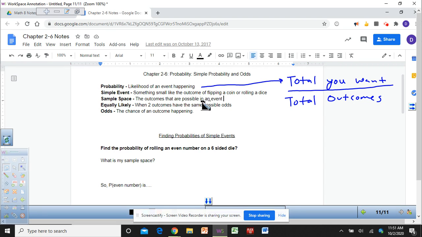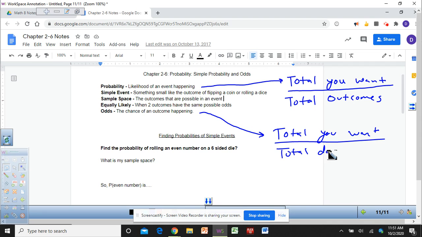And then odds is a little different. Odds is total you want to happen over the total we don't. And then to make a fraction, and then we're going to go from there. So let's just dive into it.